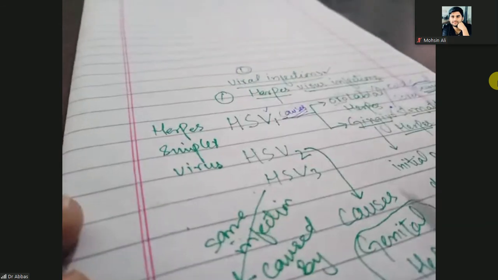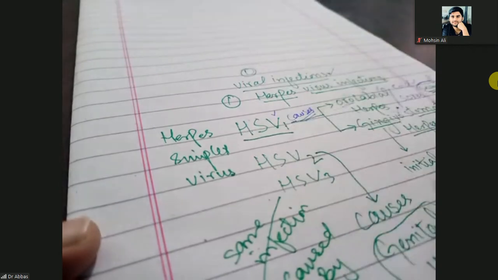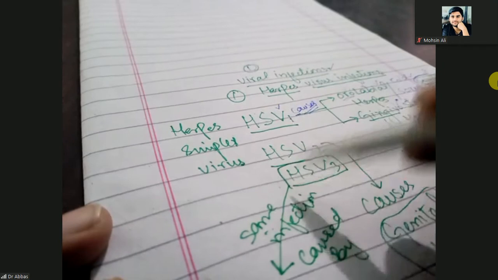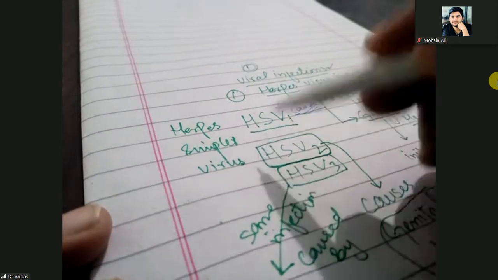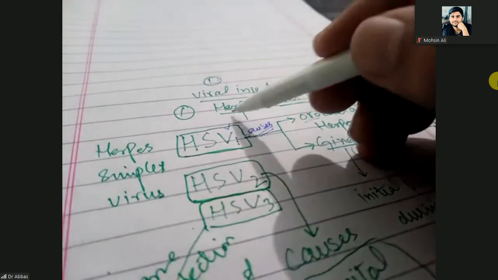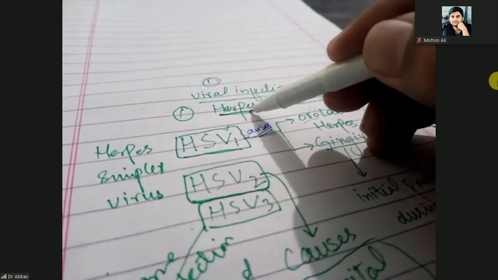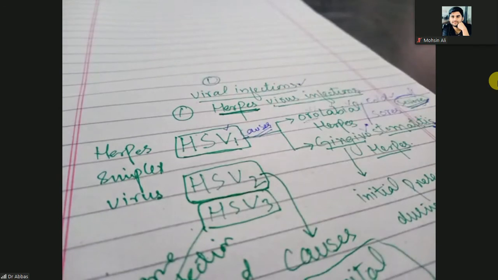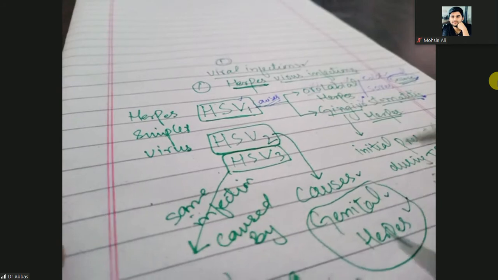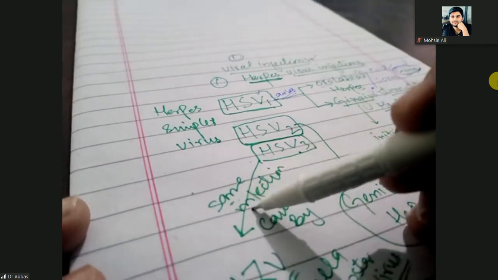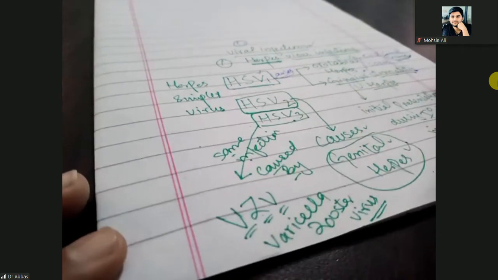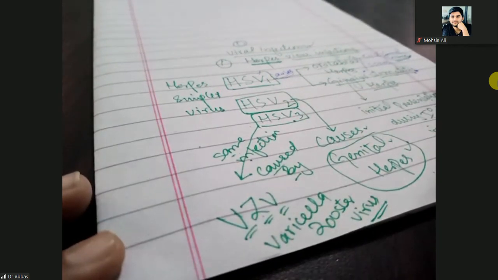So first infection is due to HSV1, HSV2 and HSV3. So all these are the herpes simplex viruses, because we are discussing the herpes group of infections due to the herpes viruses. So HSV1, HSV2 cause genital herpes, HSV3 causes the same infection that is caused by the VZV, the varicella zoster virus.